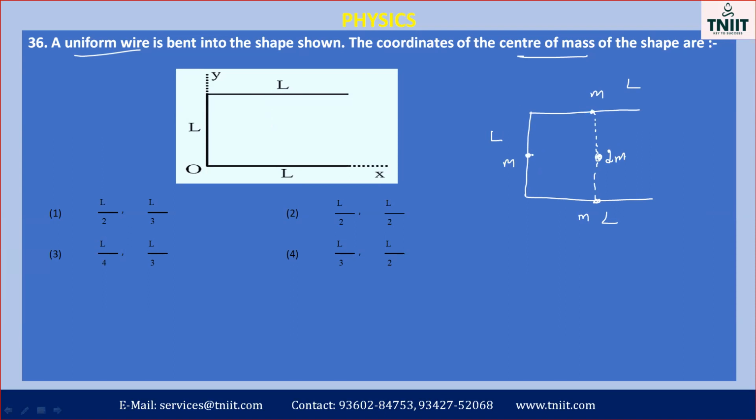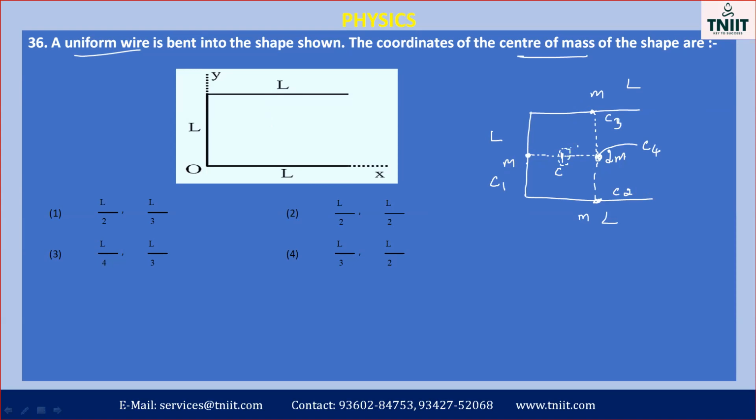Now, between these two, I will mark one center of mass, let it be C. This is C1, this is C2, this is C3, and this center of mass I'll make it C4. All put together, we are getting the total center of mass here.